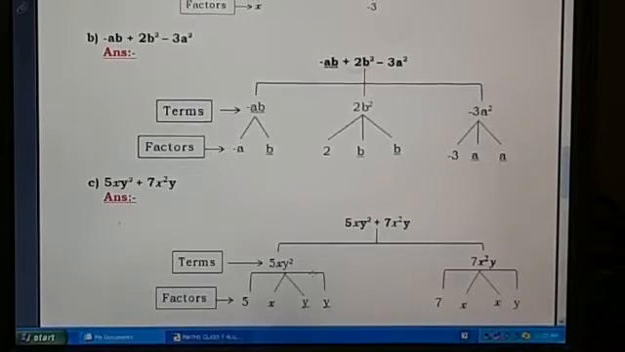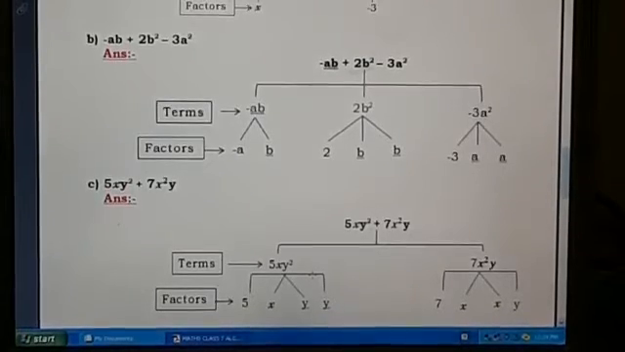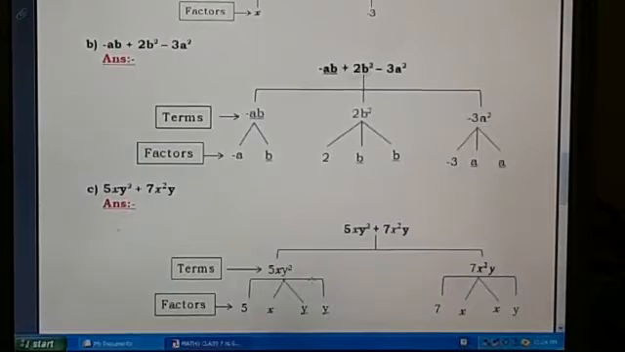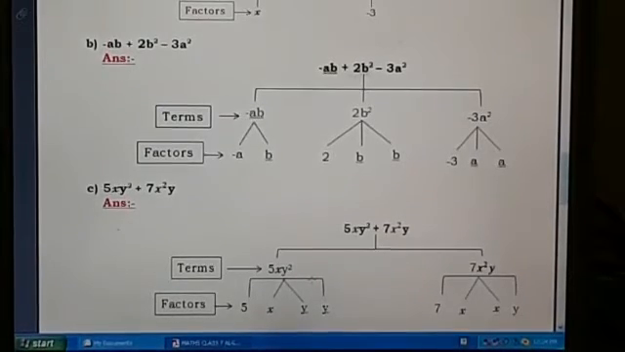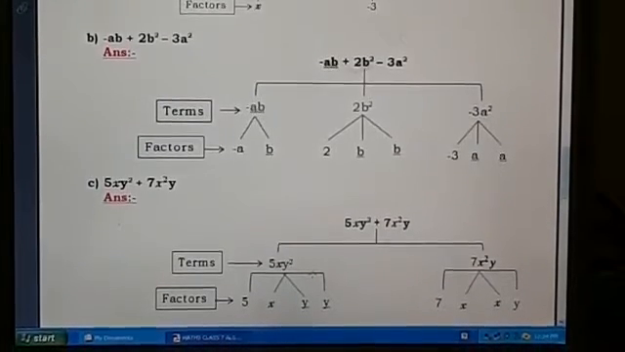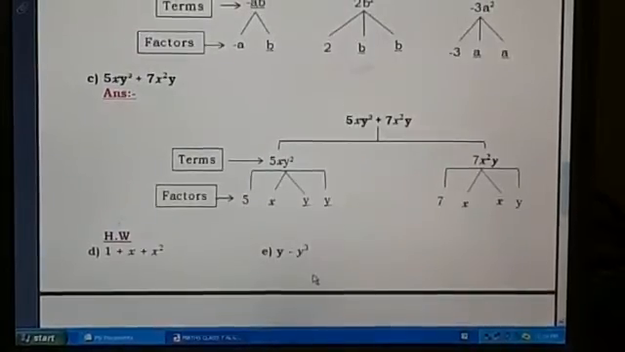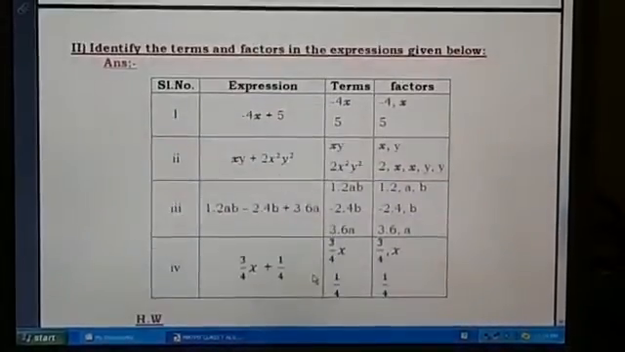Next, the first term's factors: minus a and b. That is the factor of minus ab. So minus should be written with any one of the factors. Next, 2b squared: 2 and b squared. b has to be written 2 times because squared is there. So 2b and b are the factors of 2b squared. Like that, minus 3a squared also we have to write: minus 3a and a. So like that, in the next question also we have to write the terms and factors.